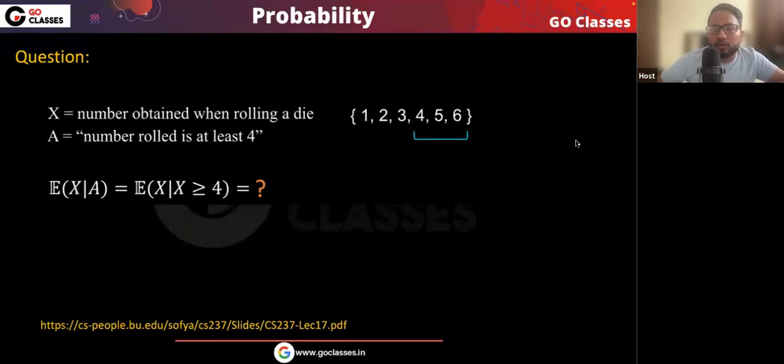Okay, so let's see directly with this question. Let's see what this question is saying, and then we will try to understand these concepts with the help of multiple questions. Suppose that X is the number obtained when you are rolling a die. Now they're asking what is the expectation of X, what is the expected number given that the number rolled is at least 4, which means it is either 4 or 5 or 6? Can you try to solve this question?